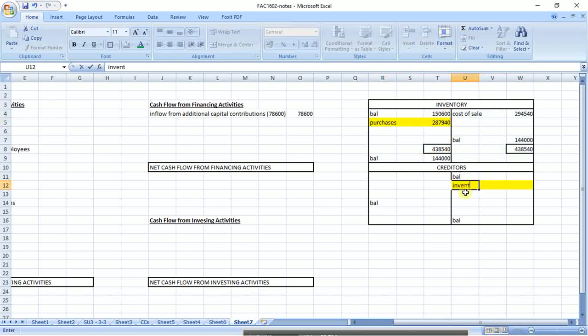And then the purchases goes here. Inventory. Whatever the amount is, which in this case was what they gave you in the book. Right, go to your creditors. What are the opening and closing balances? Or trade payables, if they don't give you the word creditor.